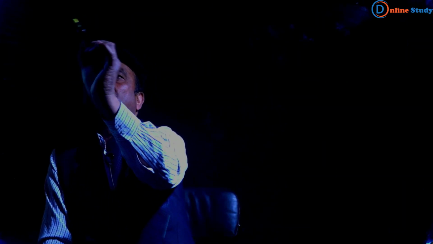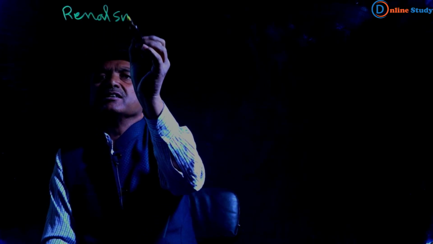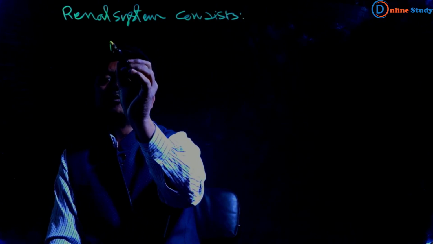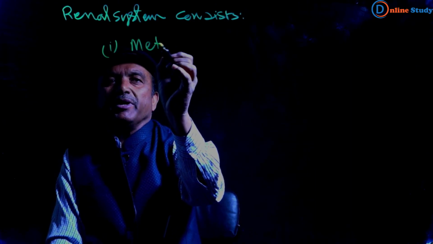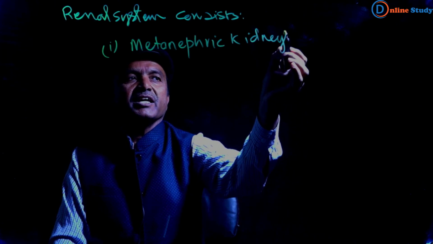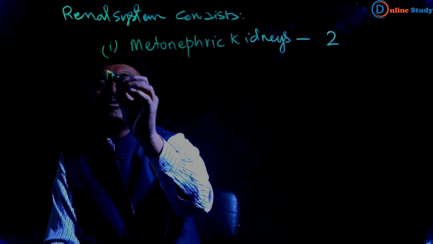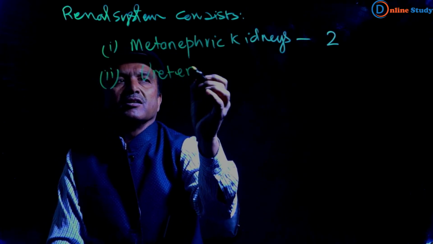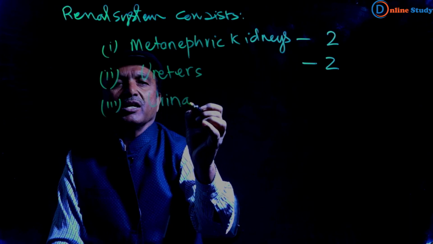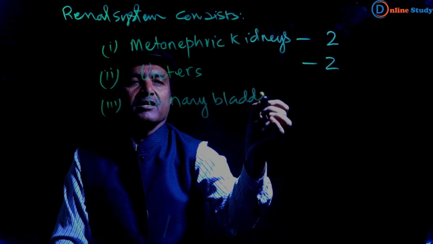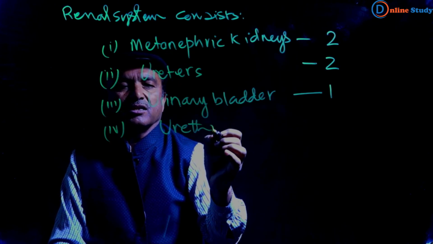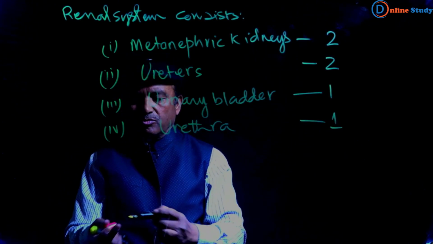Excretory system, or renal system, consists of: two metanephric kidneys, two ureters, one urinary bladder, and one urethra. So we can discuss about it.